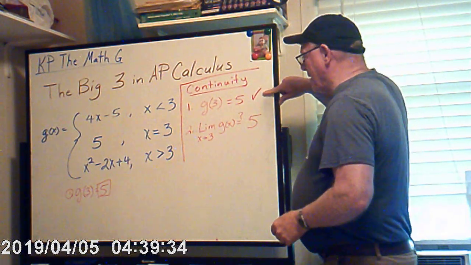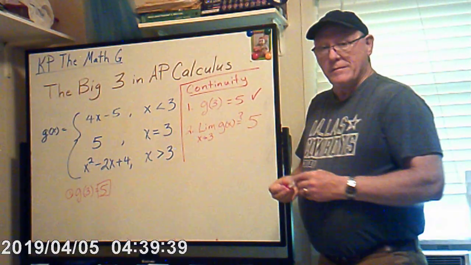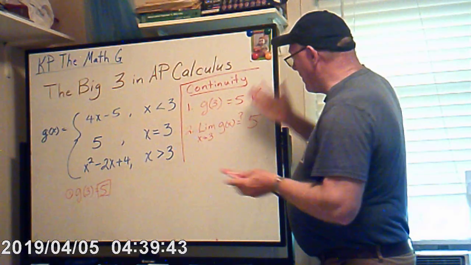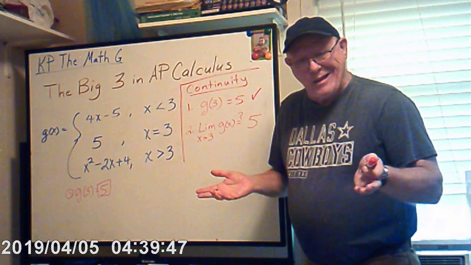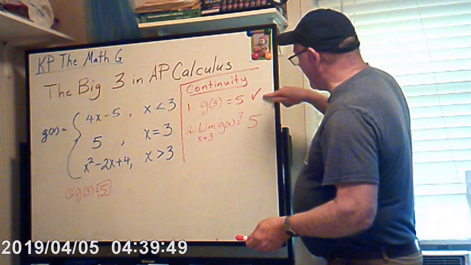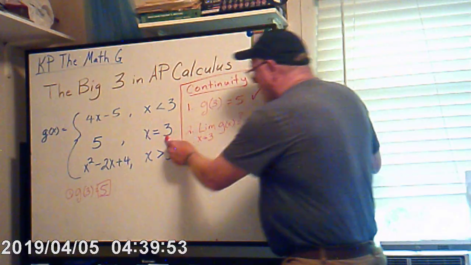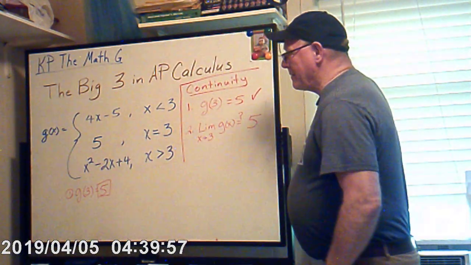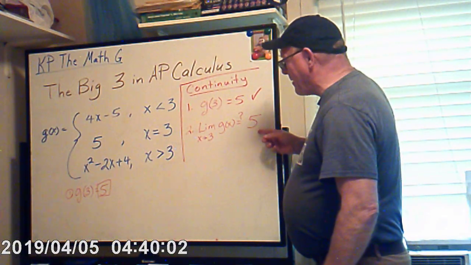If this had failed, and say, well, I don't see anything for that, then we stop and we say that g is not continuous at 3. Since this is true, that we have a definite number, g at 3 equals 5. We have to check the limit now. We have to go to number 2.